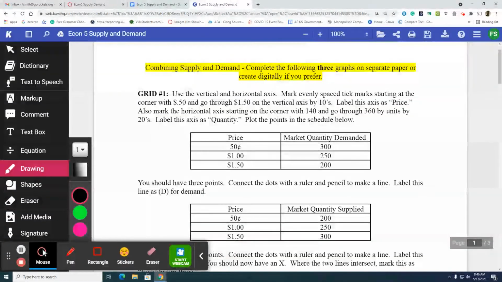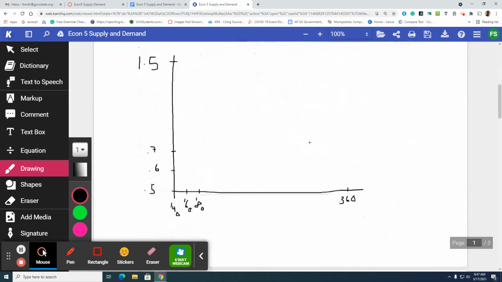And then what you're going to have is basically an X and Y variable. So you're going to have the price and the market quantity demanded. So each of these two numbers will be a plotted point on the graph. So 50 cents and 300, we're going to plot the point. So let's go back here. This is 340, this is 320, this is 300.